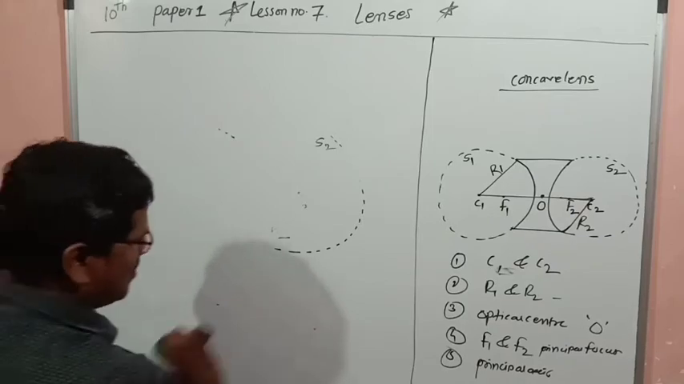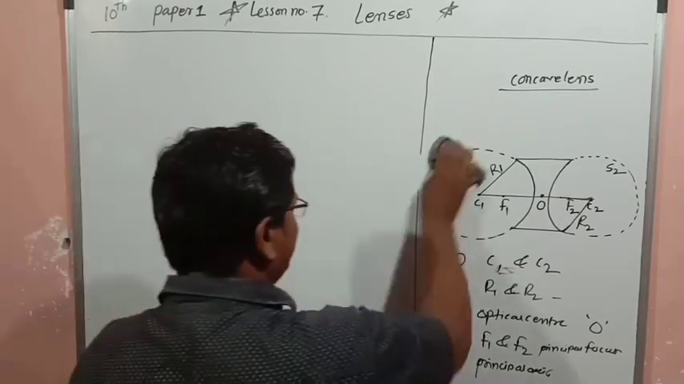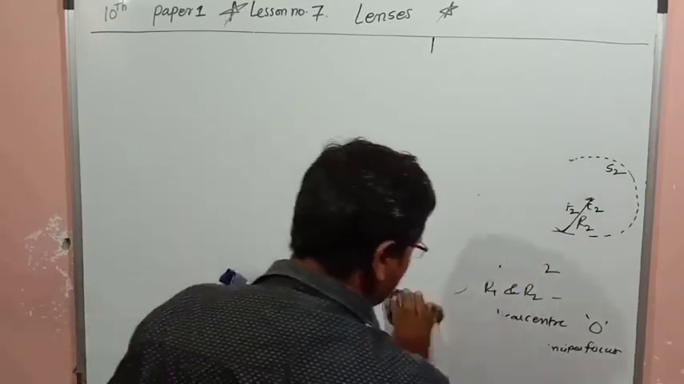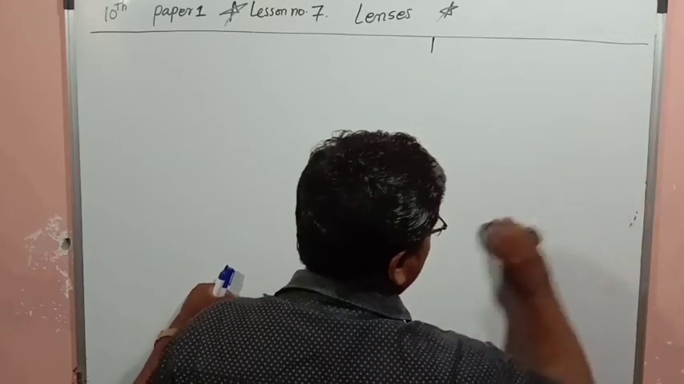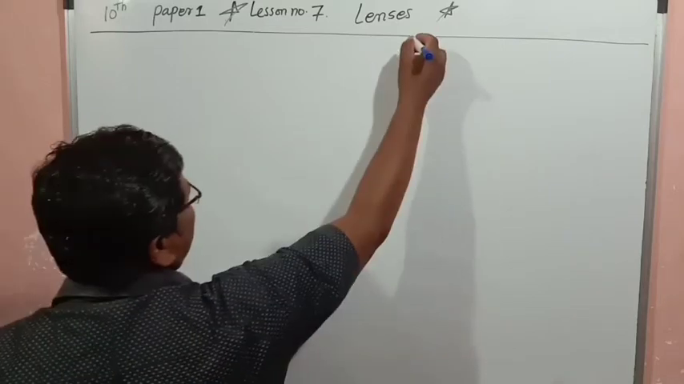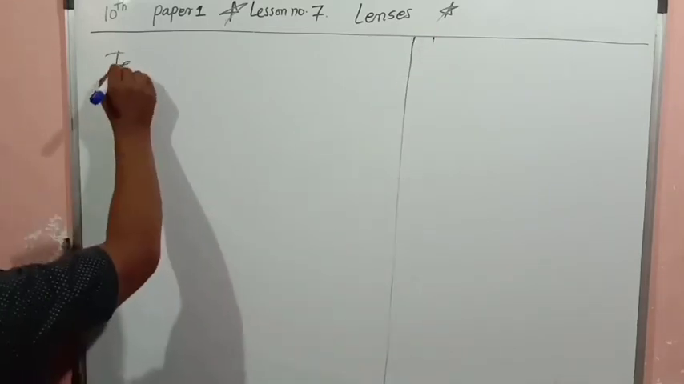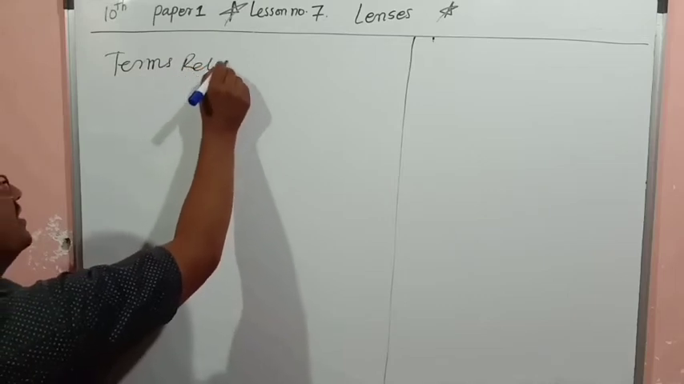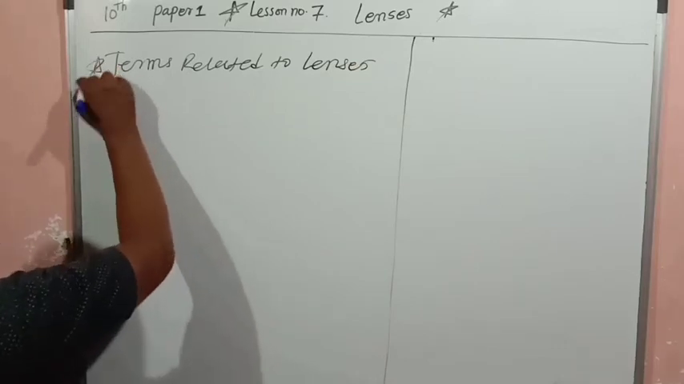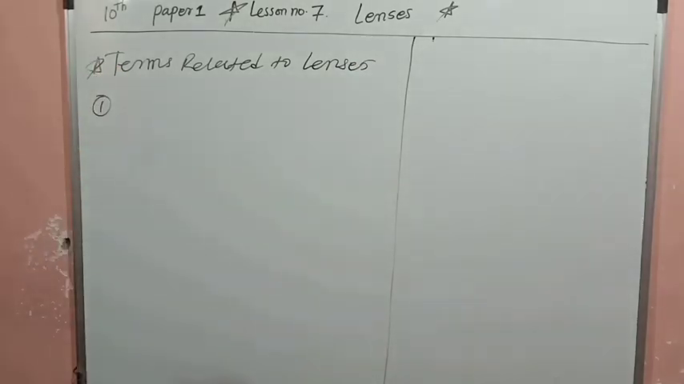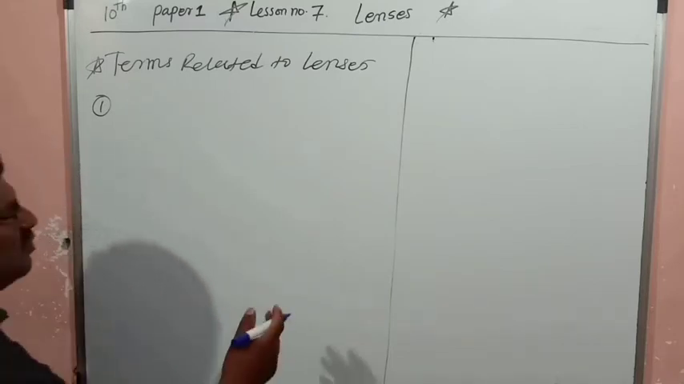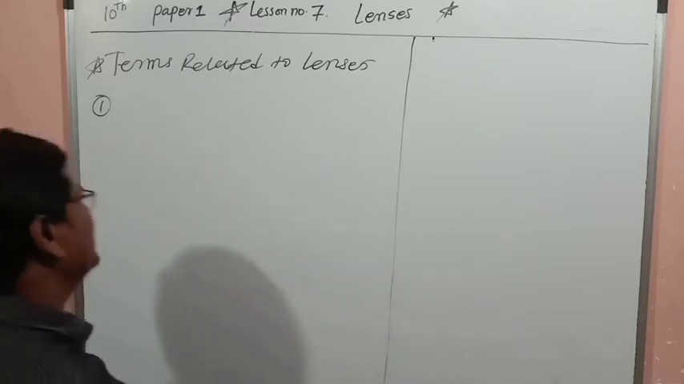So what are the terms related to the lenses that one will see. First term is the center of curvature. Which are the terms related to the lenses? Diagrams also will be drawn. Okay, small diagrams will be drawn.